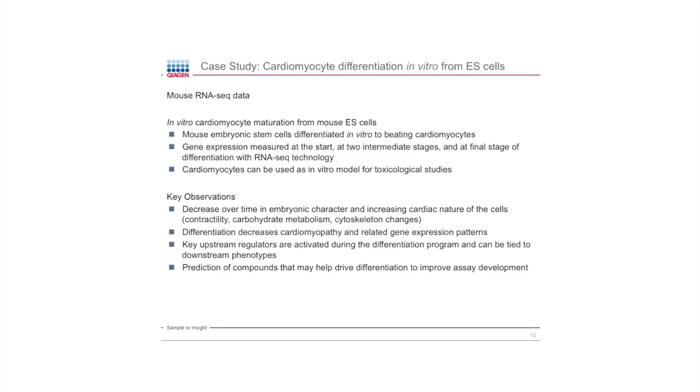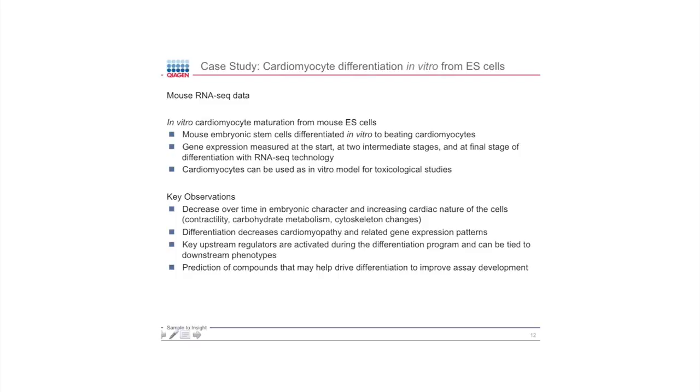All right, let's go to the case study, which is around, again, mouse RNA-Seq data around cardiomyocyte maturation. Okay, so these were differentiated in vitro, and I'll go into the design of the experiment. But they're mouse embryonic stem cells that were differentiated in vitro to beating cardiomyocytes over time. The gene expression was measured at the start, the embryonic stem cells themselves, and then at 2 intermediate stages, and then at a final stage when they're beating.